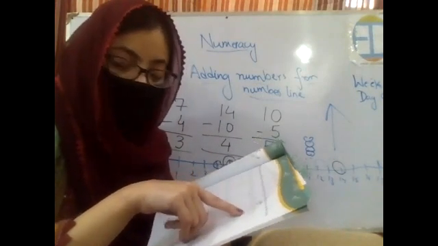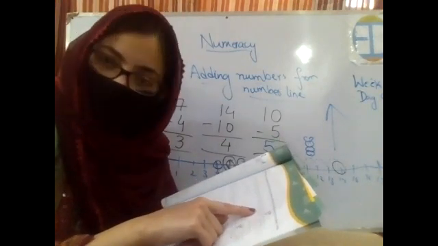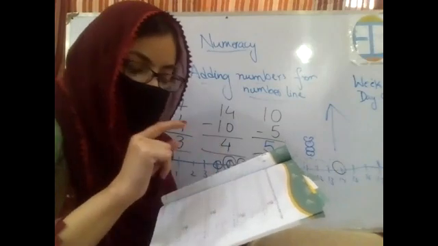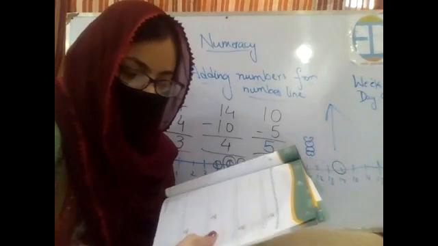How many numbers are there? Count them. 7. Very well done, Alize. So the answer is 16 minus 9 equals 7. Write it down.